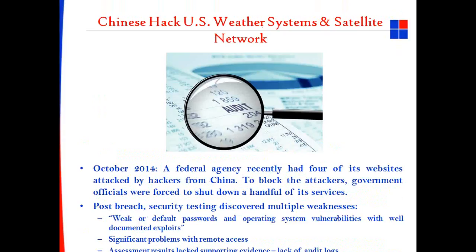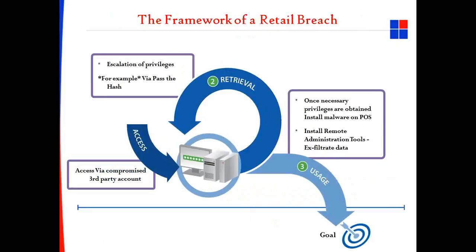Then this shows Chinese hacks into US weather system and satellite network. This is a part of external attack. So now we are seeing the framework of a retail breach. Attackers can access via compromised third-party accounts.